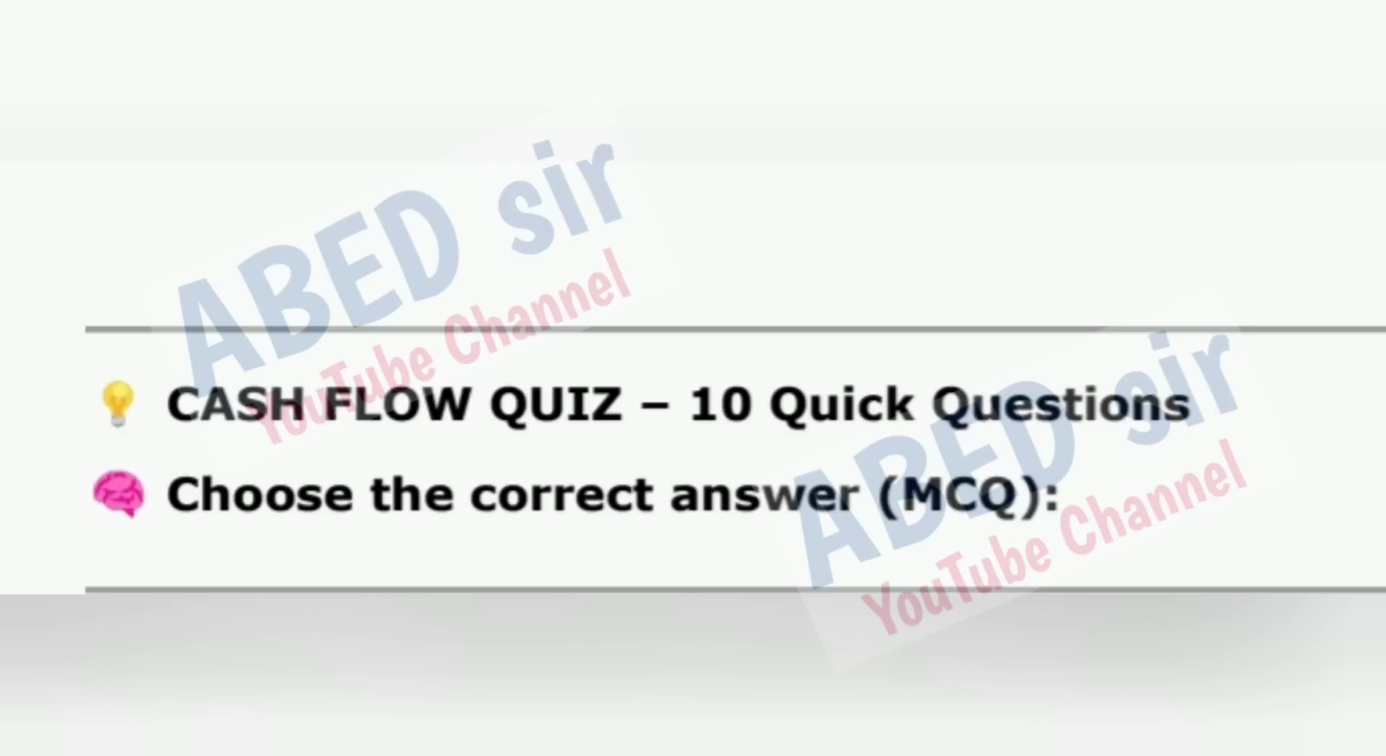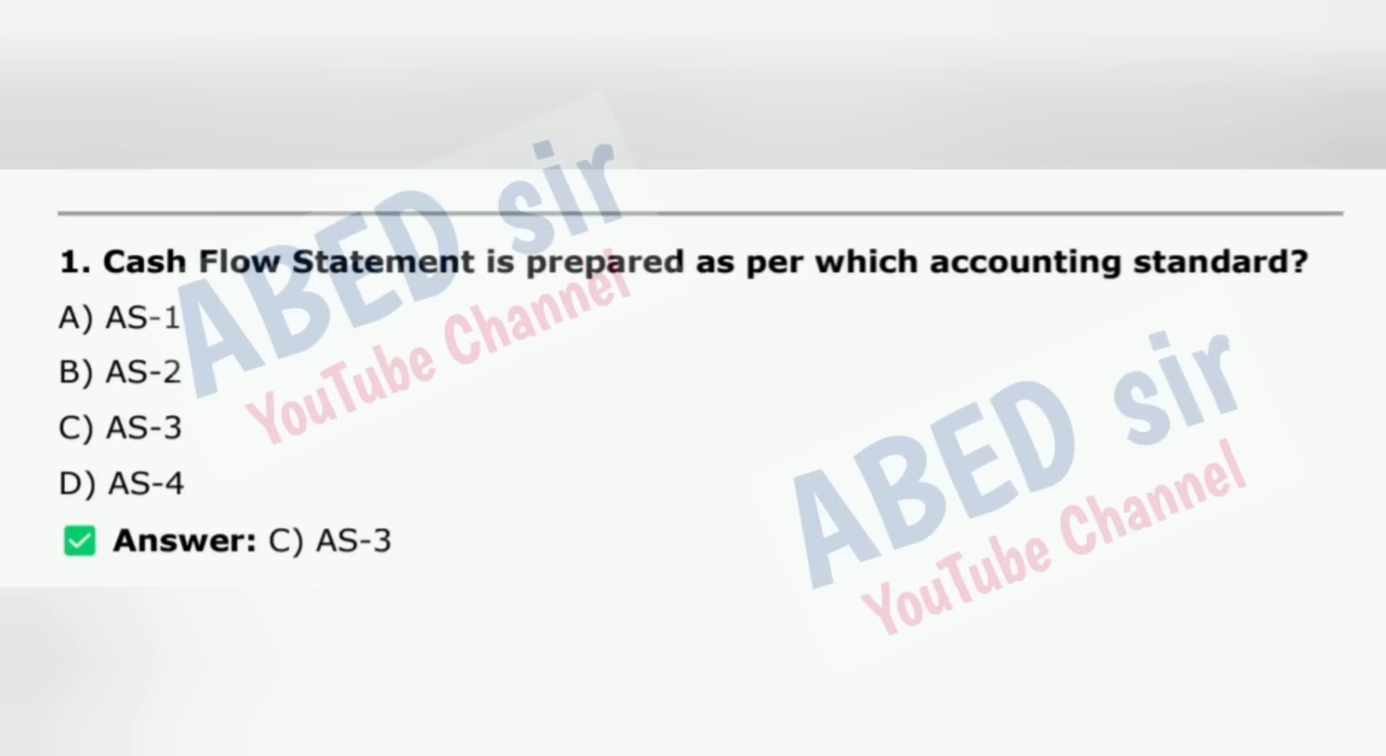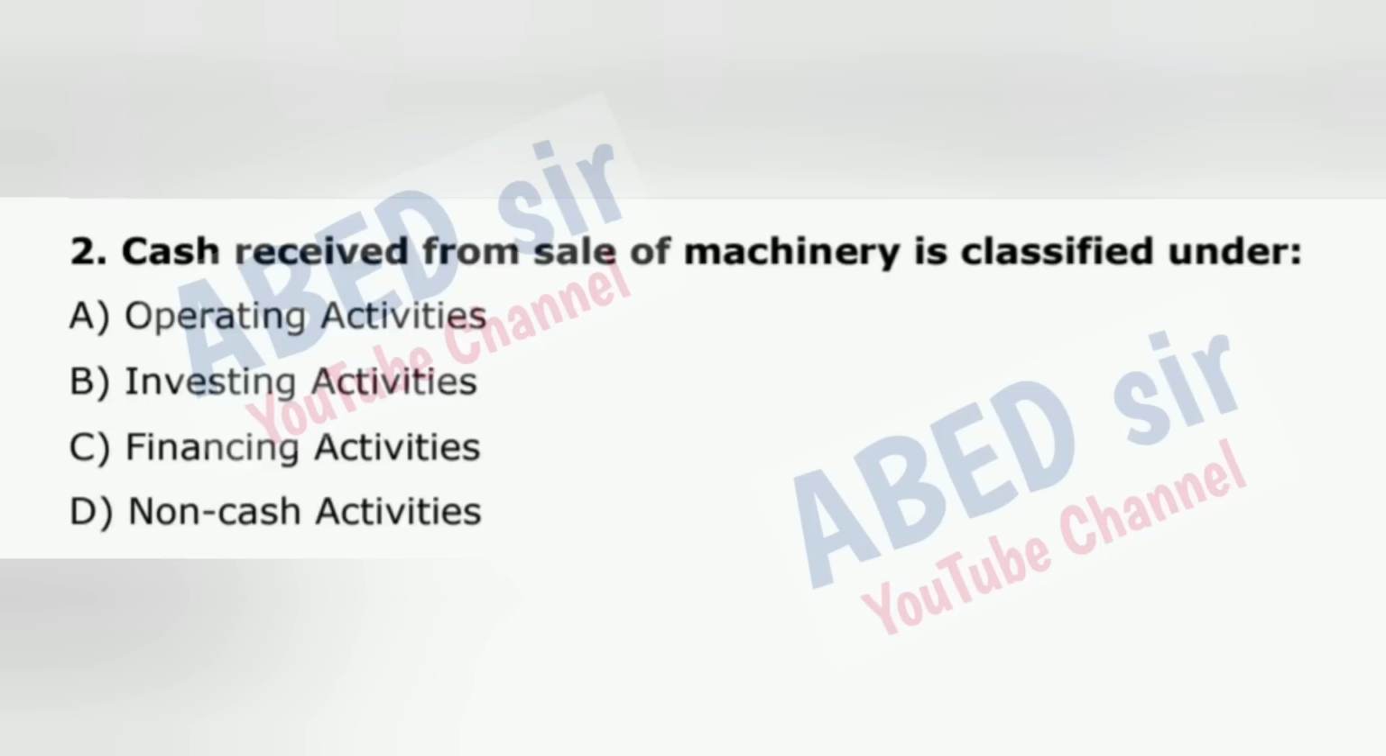Next, Unit 5. Cash flow quiz, 10 quick questions. Choose the correct answer, MCQ. First question. 1. Cash flow statement is prepared as per which accounting standard? A. AS 1. B. AS 2. C. AS 3. D. AS 4. Answer C. AS 3.